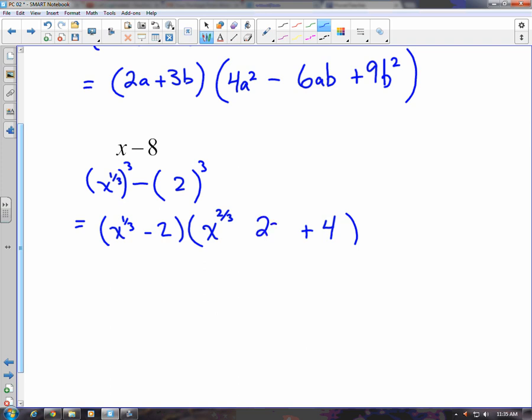So it's 2 x to the 1/3, and the opposite sign, which is plus, and we're done because we don't have any negative exponents. If we want to change them back to radicals, that is another step that we could do. Keep going? Oh, it doesn't factor anymore.